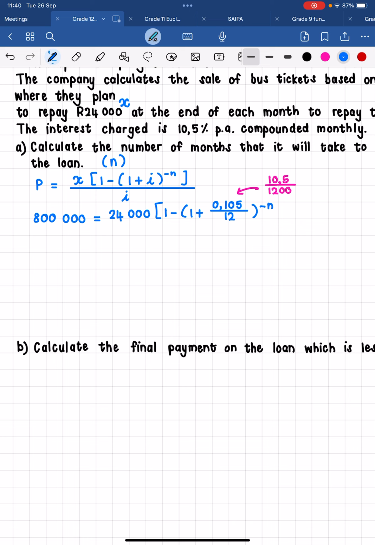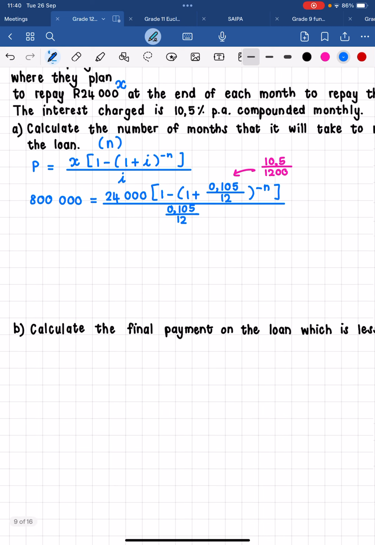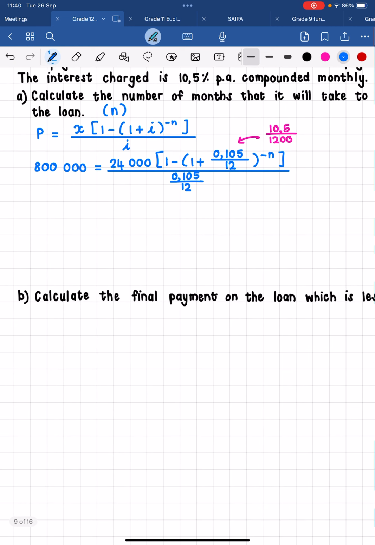All right, that is what we need to calculate, the number of months. We close our square bracket, and that is again over the interest rate in whichever way you prefer to write it. Okay, now we need to solve for N, guys. I don't know if you remember how we solve for N. N is the exponent, so we're going to have to use logs, right? But before we can use logs, we must first get everything else away from it.